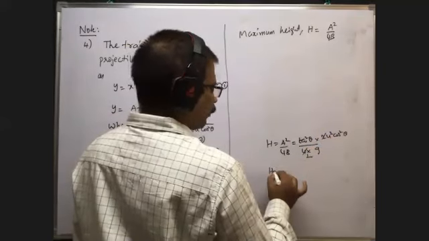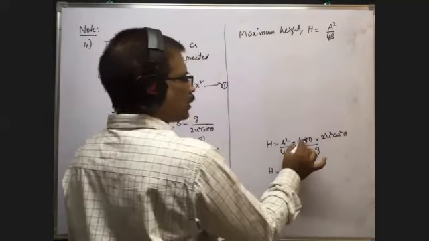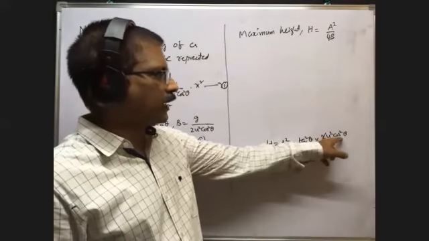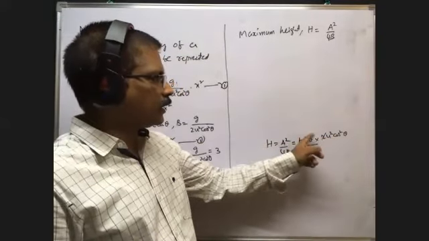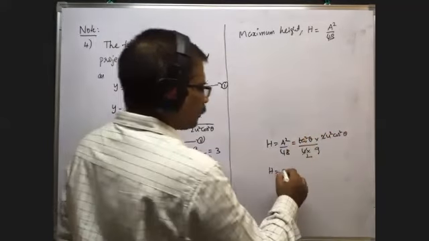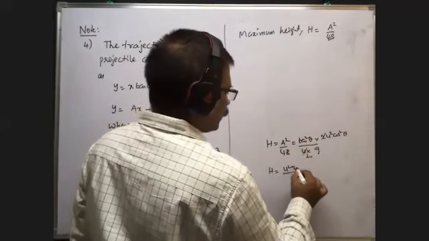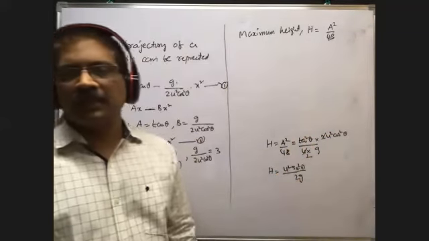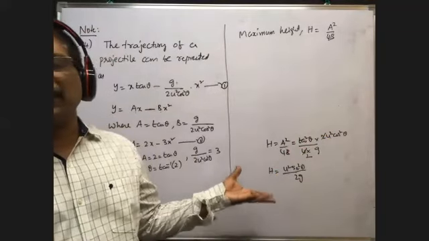Therefore, h is equal to, here this tan square theta can be written as sin square theta by cos square theta. Cos square theta cancels, then sin square theta is there, and u square is there. So simplification gives u square sin square theta by 2g. What is u square sin square theta by 2g? That is the formula for the maximum height reached by the oblique projectile.